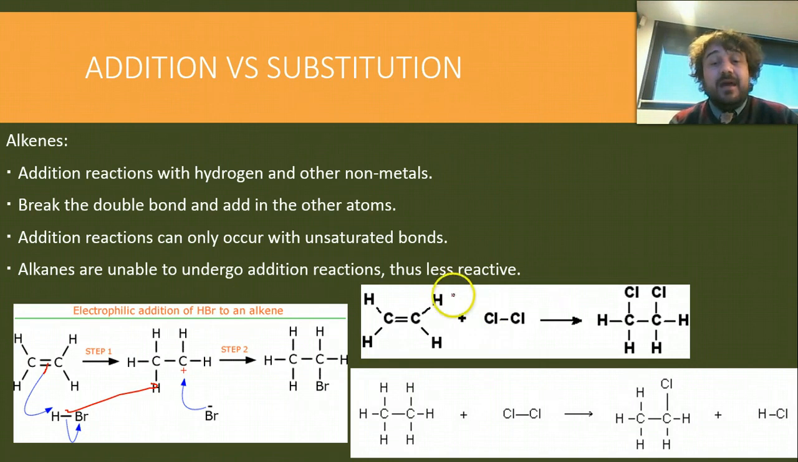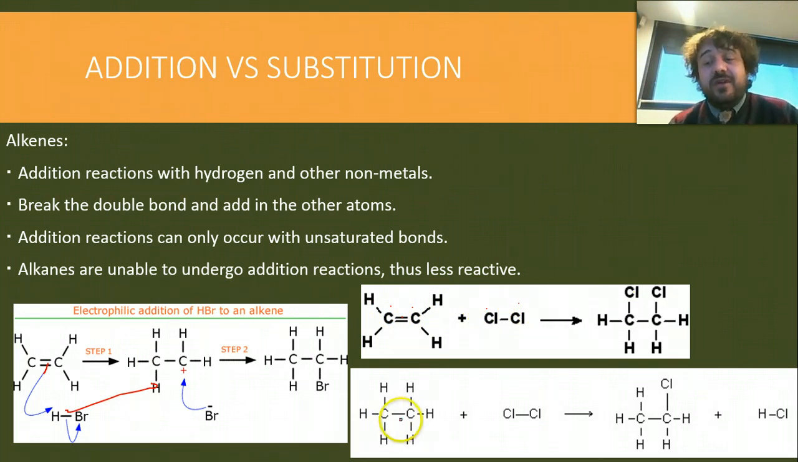Now, here we have chlorine gas, so we're going to have a comparison. We have ethene being added to chlorine gas, and what we get is 1,2-dichloroethane. This bond here breaks, which means that's got an electron, that's got an electron. It shares with this electron, and gives you this structure.